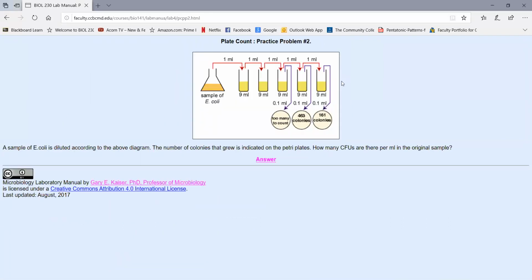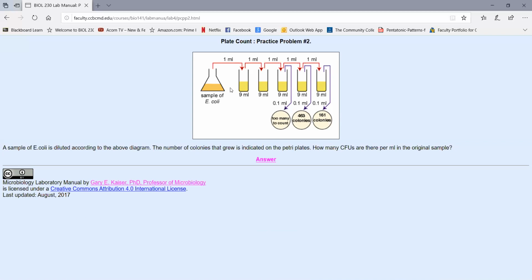Now don't just memorize what the plates are, because remember, we could use any number of tubes. Notice this one has 5 tubes, not 6. We might use 7 tubes, depending on how far we think we may have to dilute it. So remember, it's just a matter of choosing the correct plate, one that has 30 to 300, in this case 161. Find the dilution on that plate, 10 to the minus 1, 10 to the minus 2, 10 to the minus 3, 10 to the minus 4, 10 to the minus 5, 10 to the minus 6 to the plate.